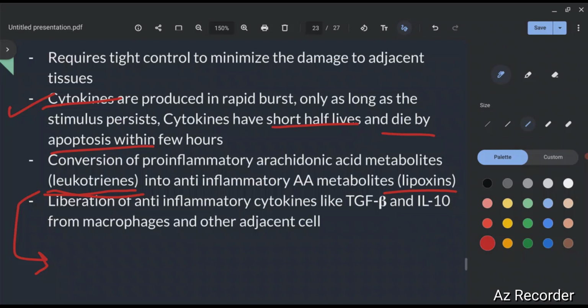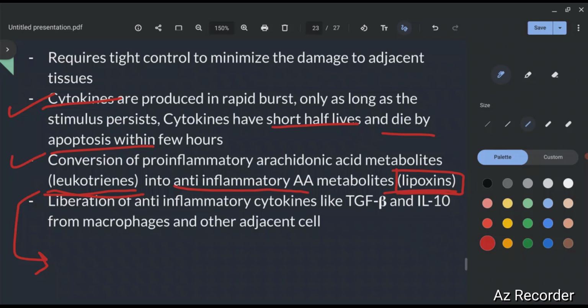But once the offending agent has been eliminated, your macrophages and other tissues of your body start producing lipoxin. Lipoxin is an anti-inflammatory arachidonic acid metabolite. And this switch from pro-inflammatory arachidonic acid metabolites into the anti-inflammatory arachidonic acid metabolite helps us to terminate the inflammatory process. I hope this is also clear. Now, what is the third method?